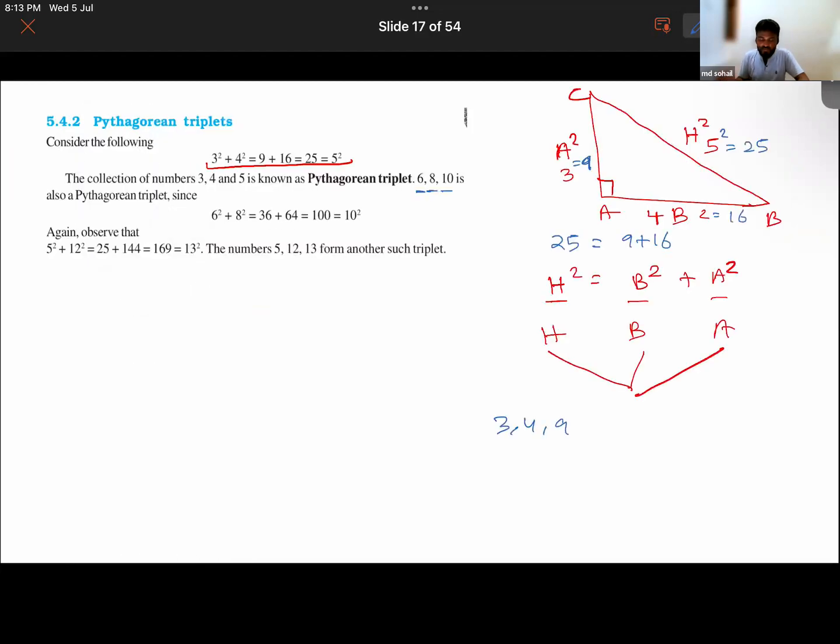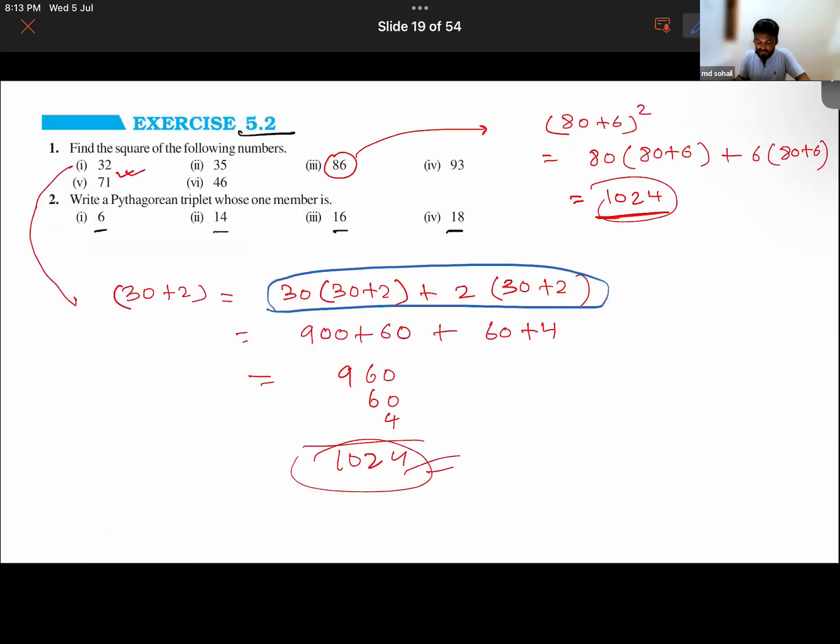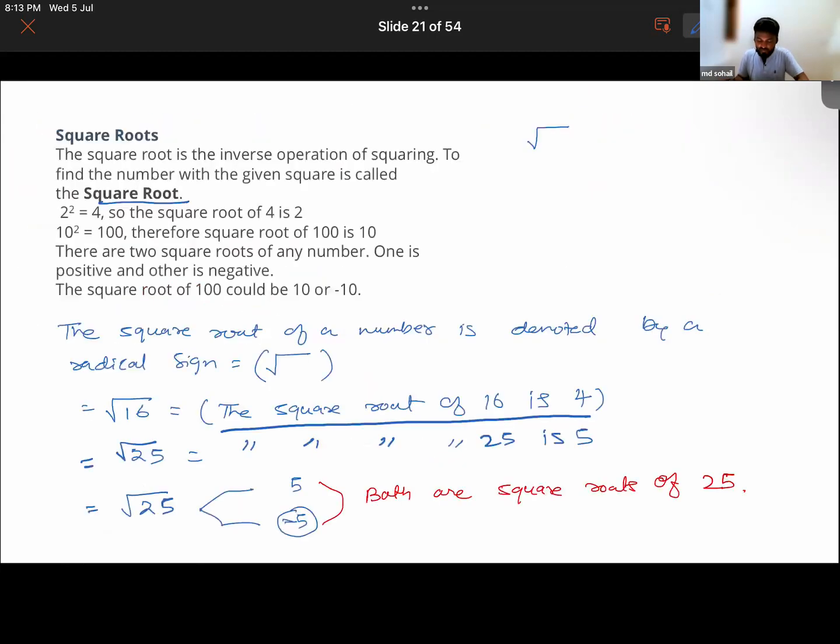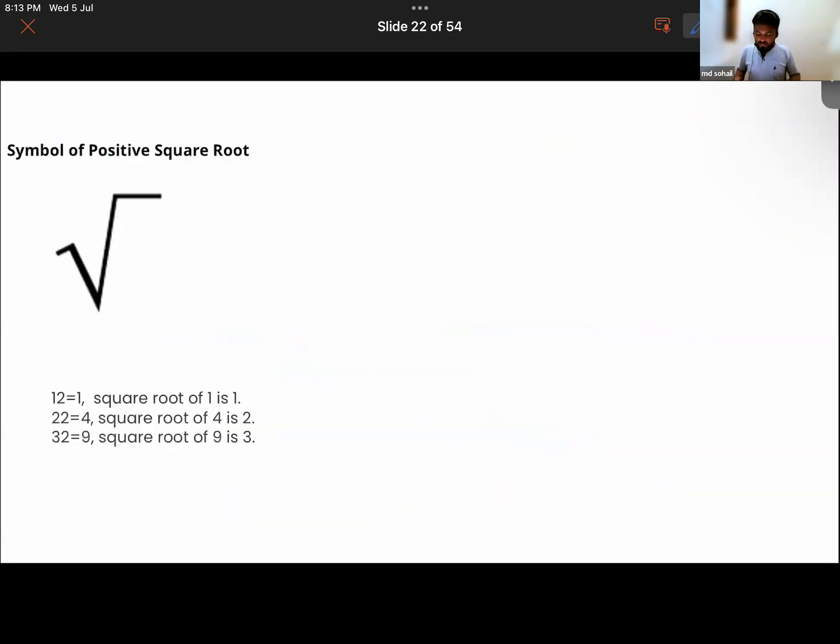All right, and Pythagorean triplets you guys already know. We were just solving questions on that. And from the square root, do you guys have any problem in this one? No, sir. Okay, so find me some square roots. Let's see if you guys remember that or not.